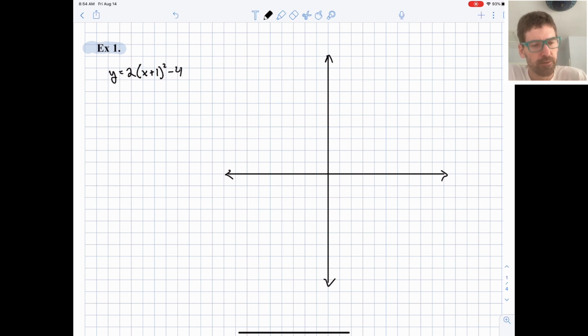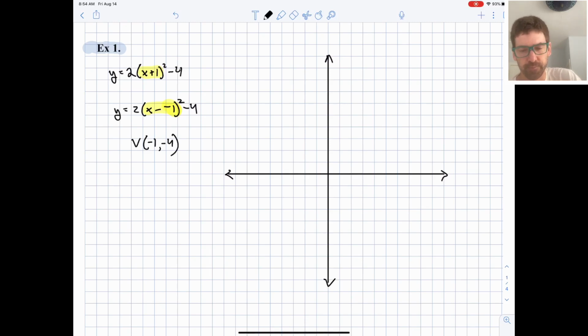So the common mistake or confusion here is thinking that the h coordinate of our vertex is 1. Okay, I want you to remember that vertex form always has a subtraction inside those parentheses. So what are we subtracting? We're subtracting a -1. Okay, this says x plus 1. That's the same as x minus a -1. So we need to think of our vertex as having the coordinates of -1 comma -4.